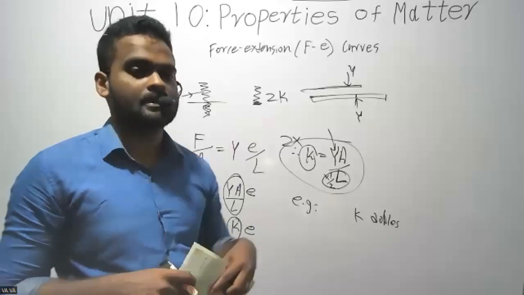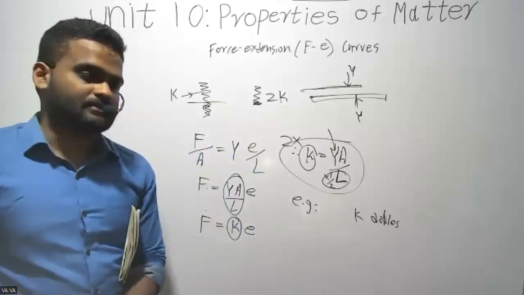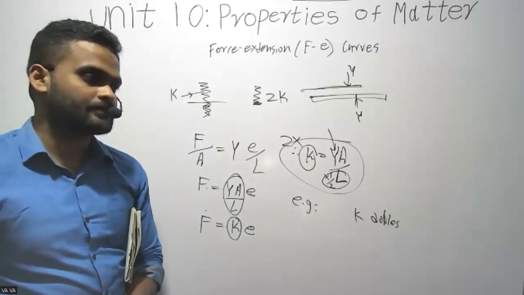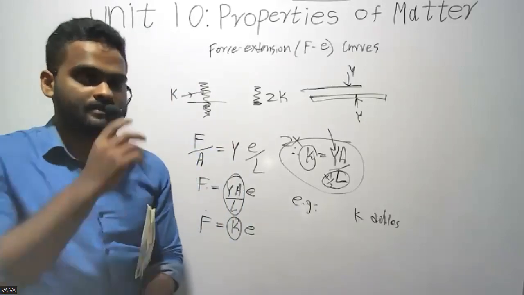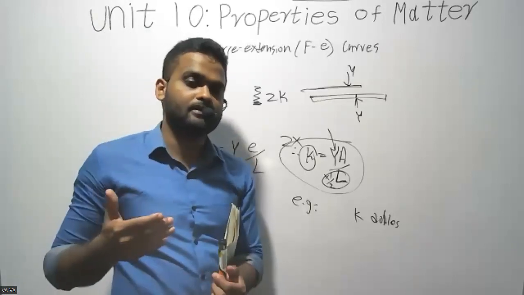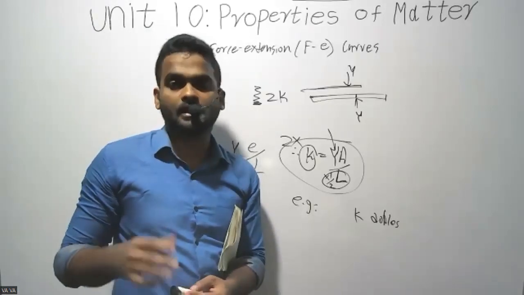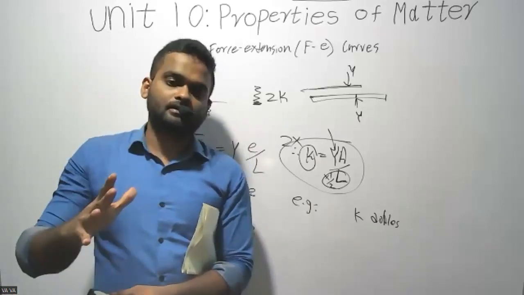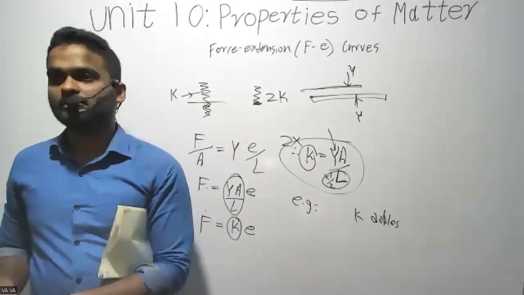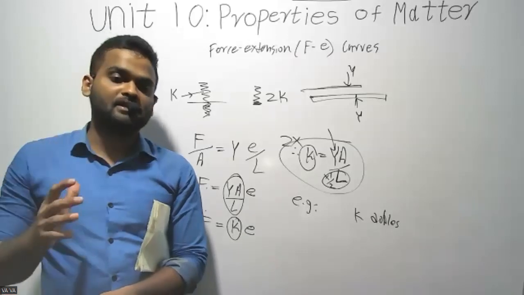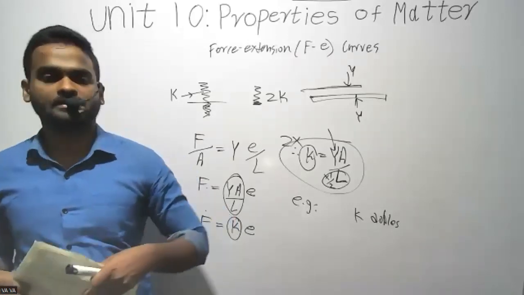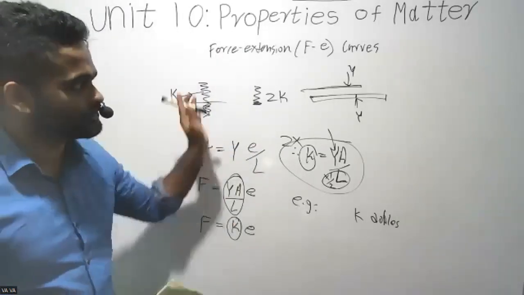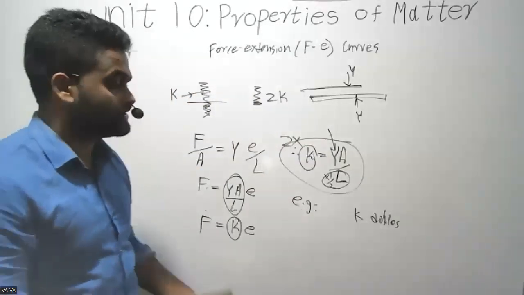Right. So that is the connection between Young's modulus and spring constant. The key point is that Young's modulus depends only on the type of the material, but the spring constant depends on the dimensions of the wire as well. So these will be useful when you are doing questions.